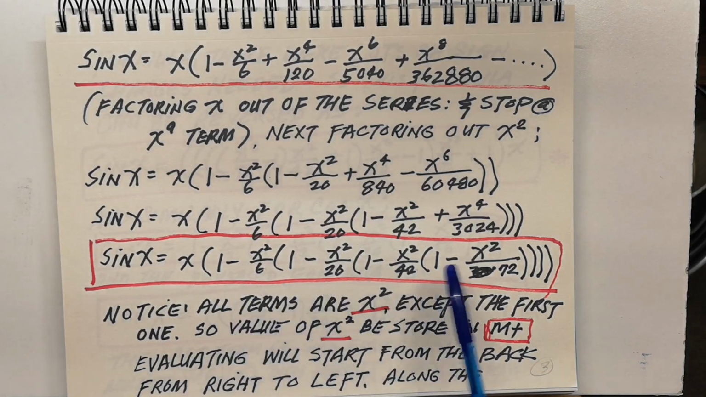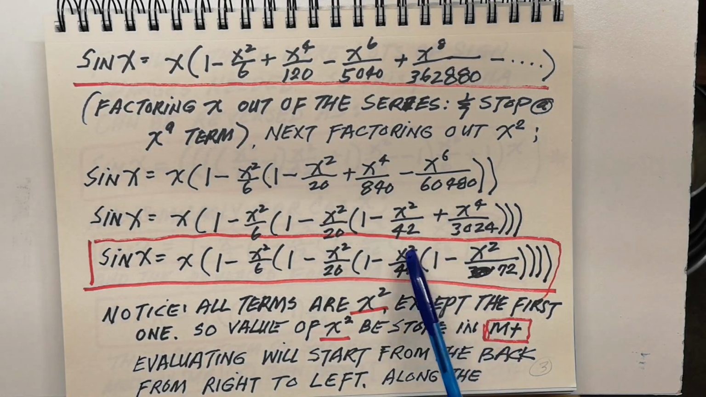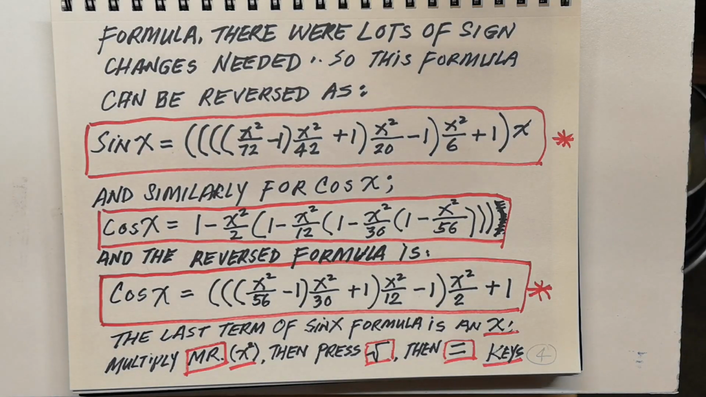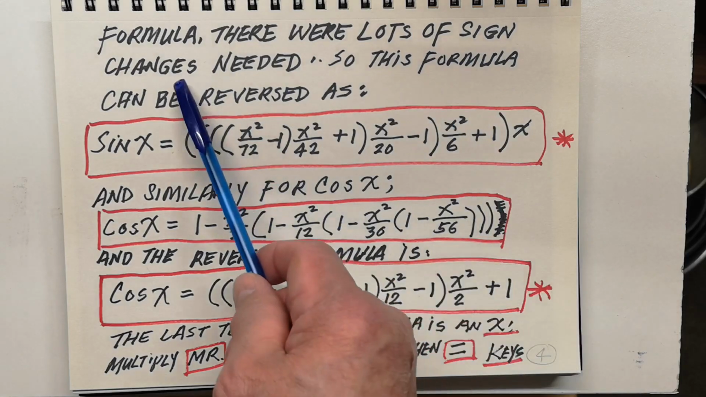So if only we can get the value of x squared and put it into the memory, then when we calculate, we only need to input from the memory the x squared value. If you solve that formula backward, then you will have lots of sign changes needed.